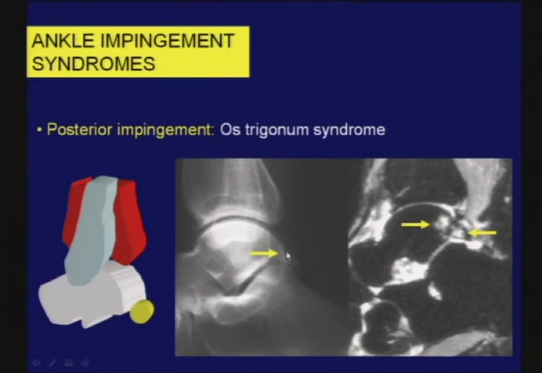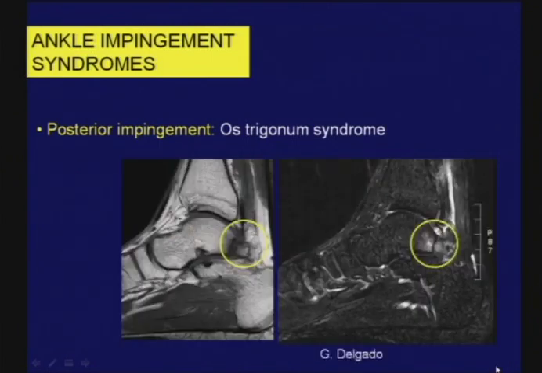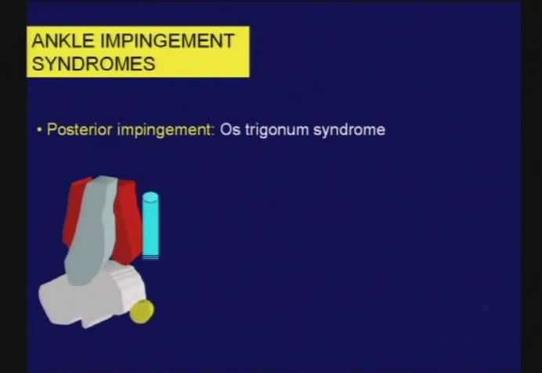Here's another example with very, very similar findings, a small triangular os trigonum, but extensive cystic abnormalities evident on the STIR sequence. And another case, and this is probably the best example of how much edema one can see, very dramatic in this case, and this patient clinically was believed to have the os trigonum syndrome.